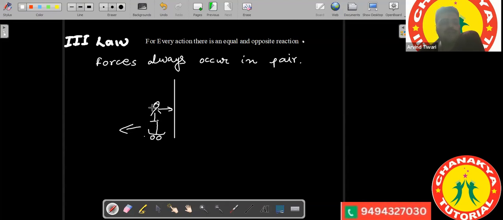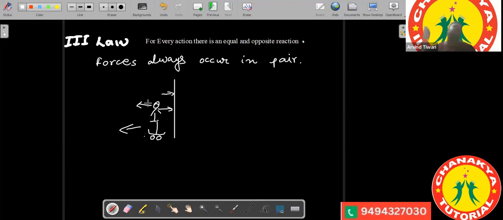So now see, what is the point to be understood here? The man applies force on the wall. So how many forces are acting on the wall? That's the force of the man. The man's push is acting on the wall and the wall is also pushing this man. So this force is being applied by the wall on the man. So the man is getting a reaction force over here.